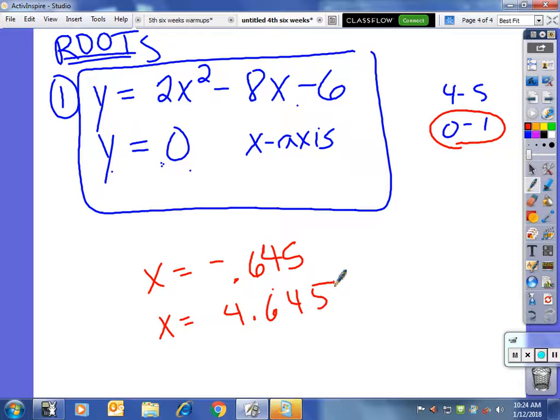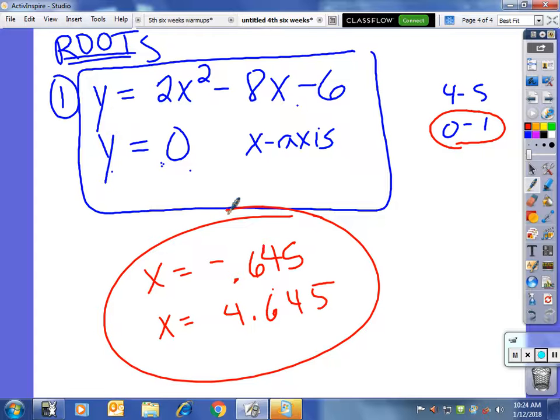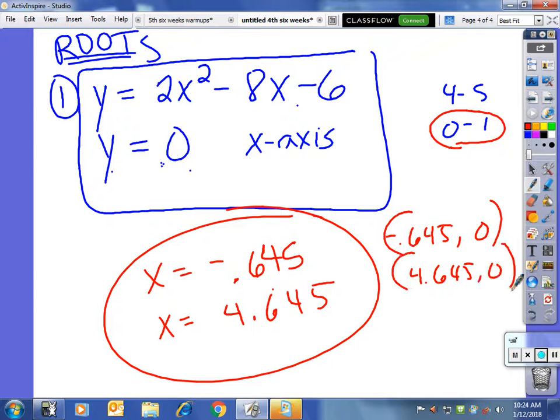They might ask you for both. Now, how could I answer it? This is a perfectly acceptable answer. There's two different x values that give a y value of 0. Or you might see it as points, negative 0.645, comma, 0 and 4.645, comma, 0. Or you might see it in set notation, negative 0.645, comma, 4.645.